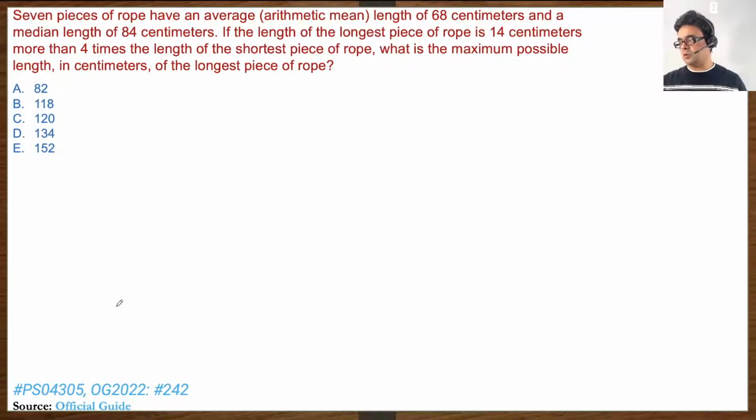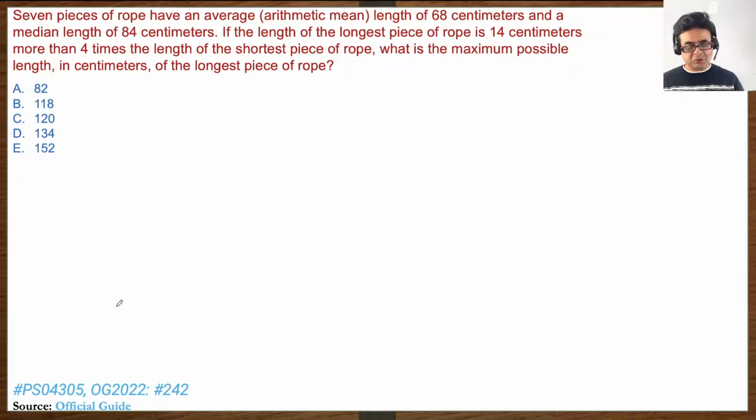All right, so now let's get started with solving this particular question, right? So we are given 7 pieces of rope. We are given the average, and we are given that there is a median, right? And we are also given a slightly complicated relationship between the smallest piece and the largest piece, and that is all fine. The most important thing is we are asked to find the maximum possible length in these pieces of rope.